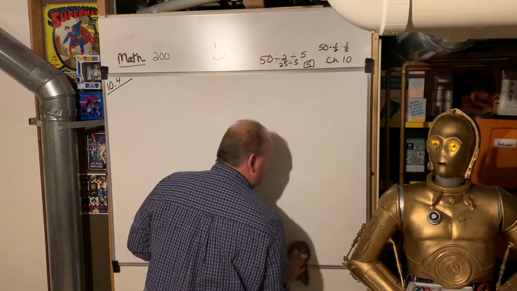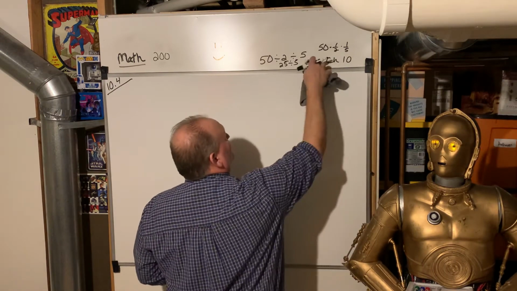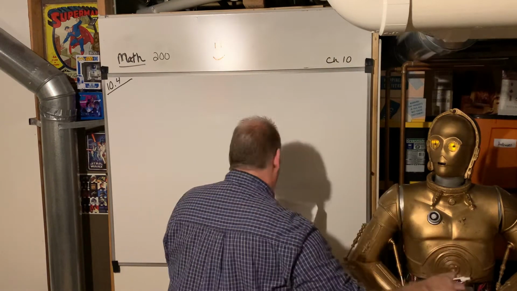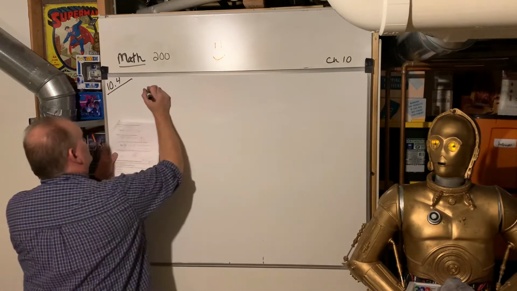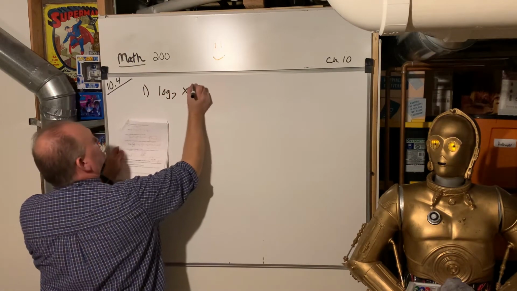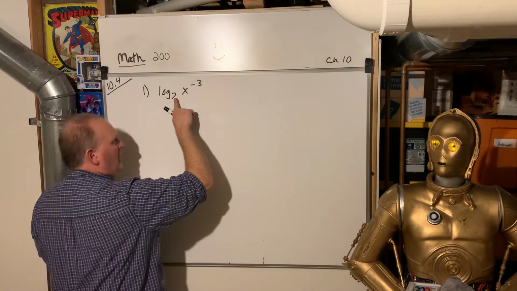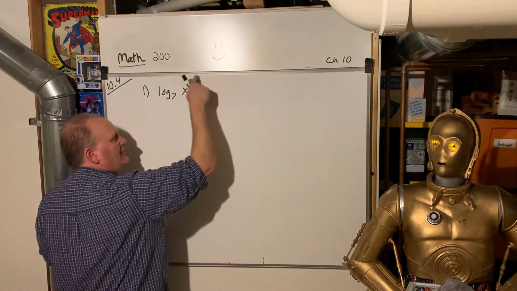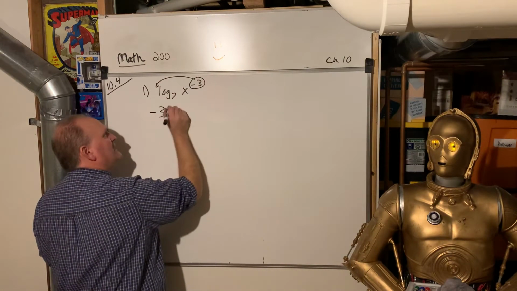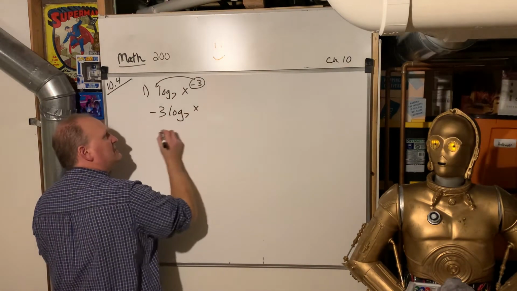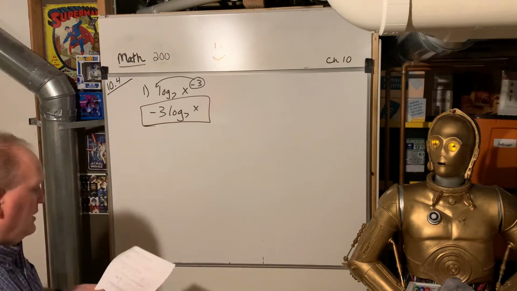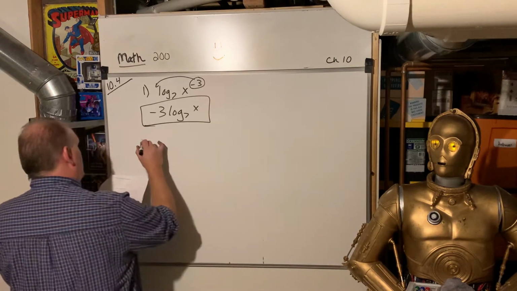So the way logs work, if you have an exponent on a log, you can pull it down front. So look, on page 19, we got log base 7 of x to the negative 3. When you have a log with something there and then a power on it, you can take this power and pull it down. So you get negative 3 log base 7 of x. It's always true.